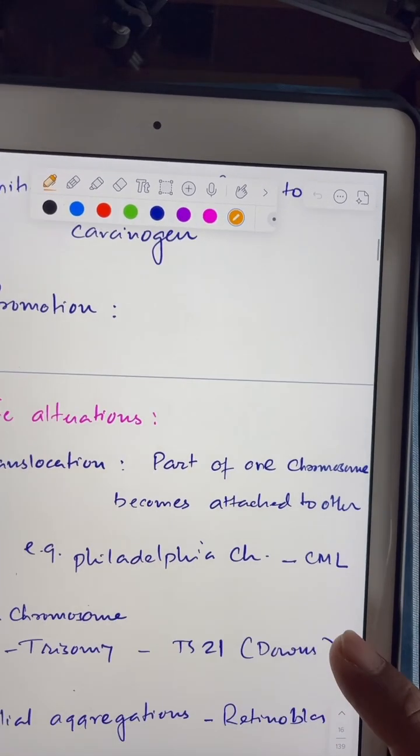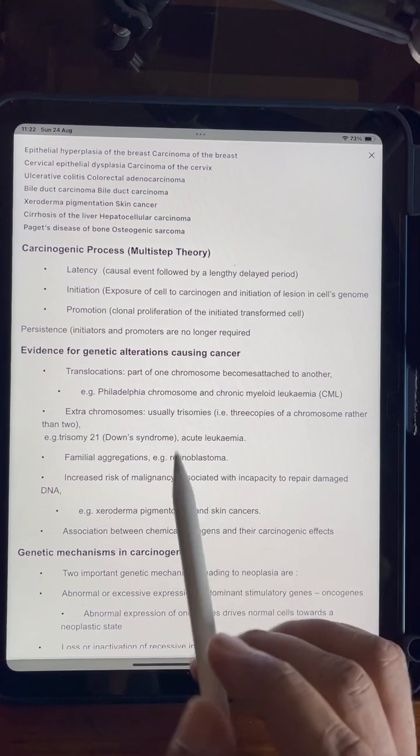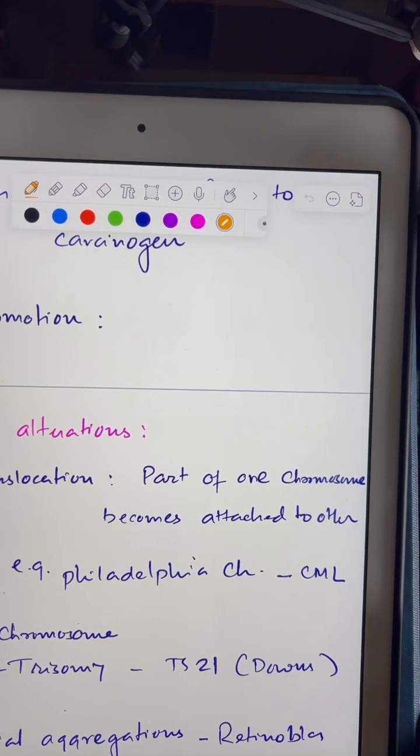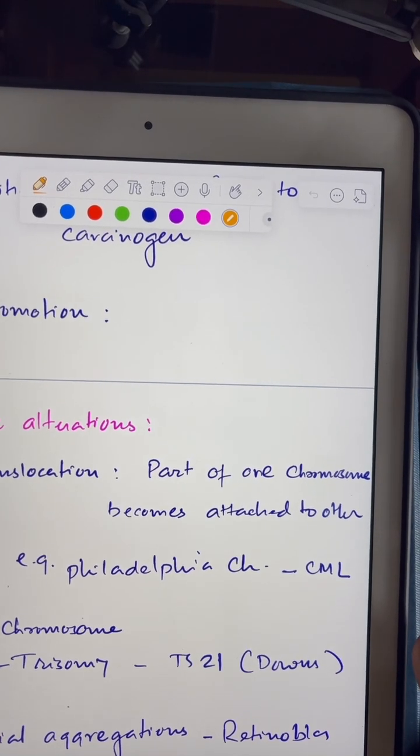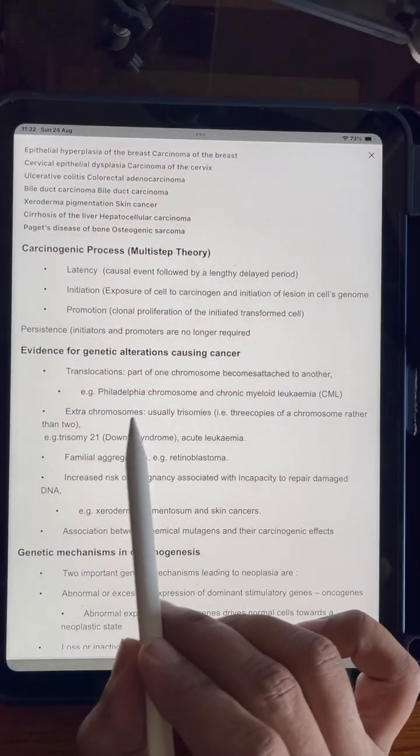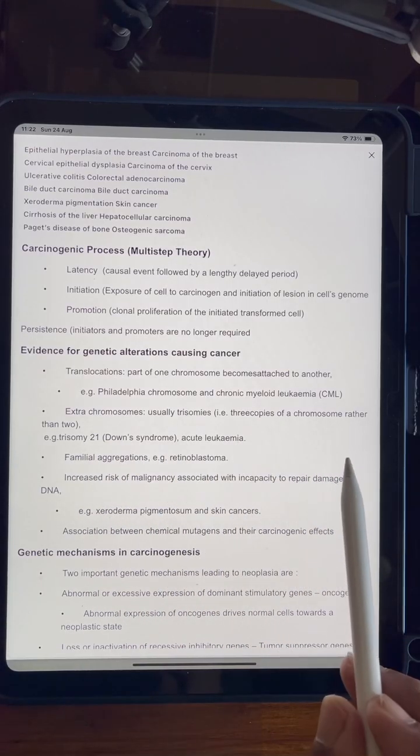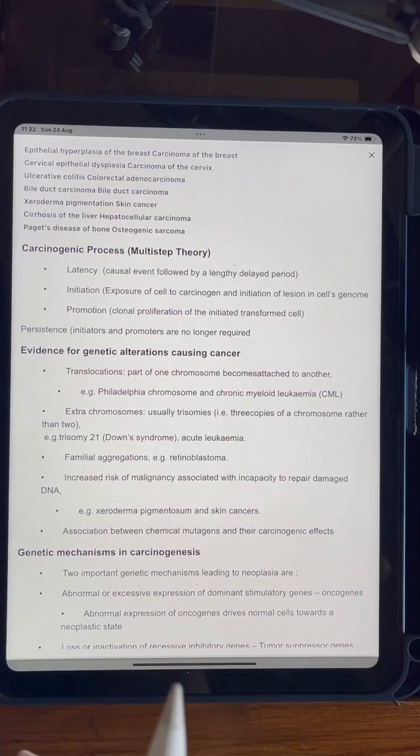Now what are the genetic alterations? There is evidence of genetic alteration causing cancers. Changes in genetics include translocation, where part of one chromosome becomes attached to another. Example: Philadelphia chromosome in CML, chronic myeloid leukemia. Extra chromosome, usually trisomy, is 3 copies of a chromosome rather than 2. Trisomy 21, Down syndrome, acute leukemia, familial aggregation, retinoblastoma.